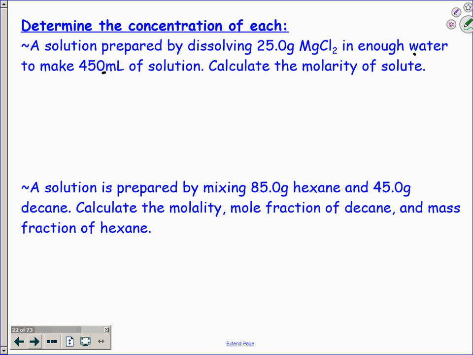All right, so solutions prepared by dissolving 25.0 grams of magnesium chloride in enough water to make 450 mL solution. Calculate the molarity, and then down here you can see you're asked for more. Go ahead and talk in your groups and let's go.